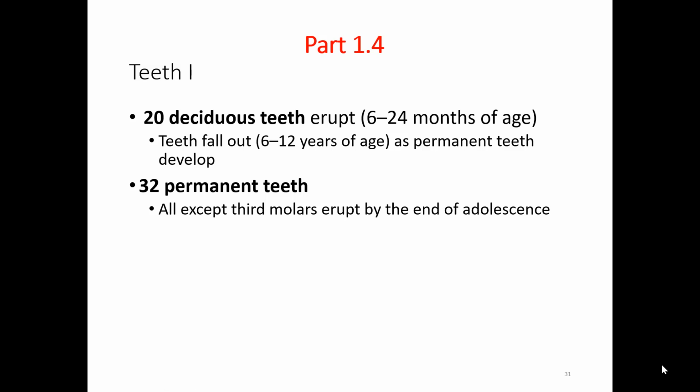Now let's talk about teeth. 20 deciduous teeth show up usually in babies and toddlers starting from 6 months and ending by 2 years of age. And another name for deciduous teeth are temporary teeth. So they don't stay until the end of life. They usually fall out by 12 years old, and they are replaced by permanent teeth. And adult humans usually have 32 permanent teeth.